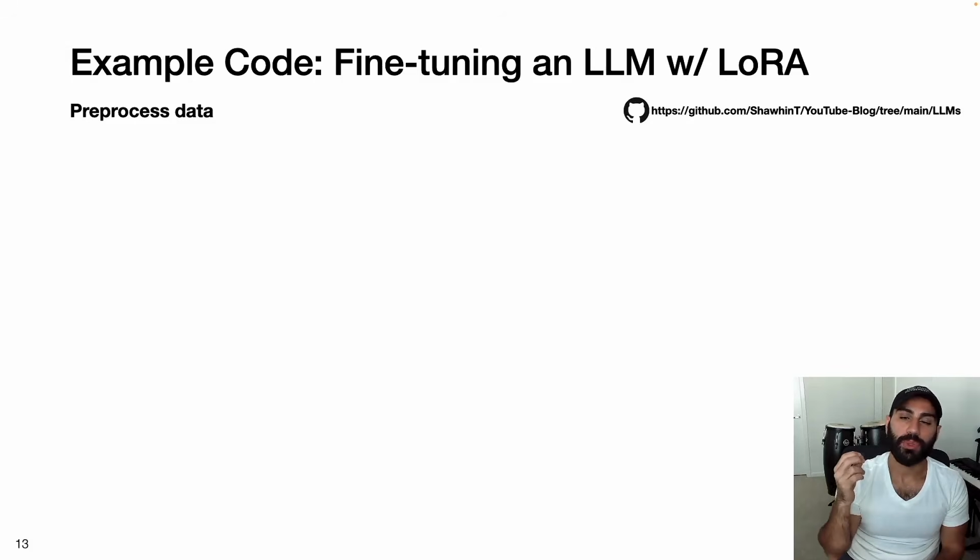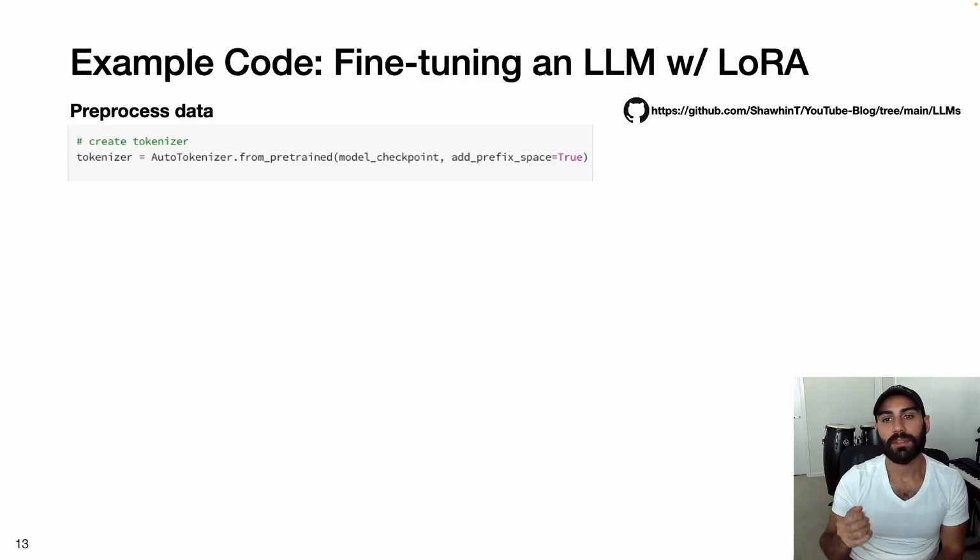The next step is to pre-process the data. Here the most important thing is we need to create a tokenizer. If you've been keeping up with this series, you know that tokenization is a critical step when working with large language models, because neural networks do not understand text. They understand numbers. And so we need to convert the text that we pass into the large language model into a numerical form so that it can actually understand it.